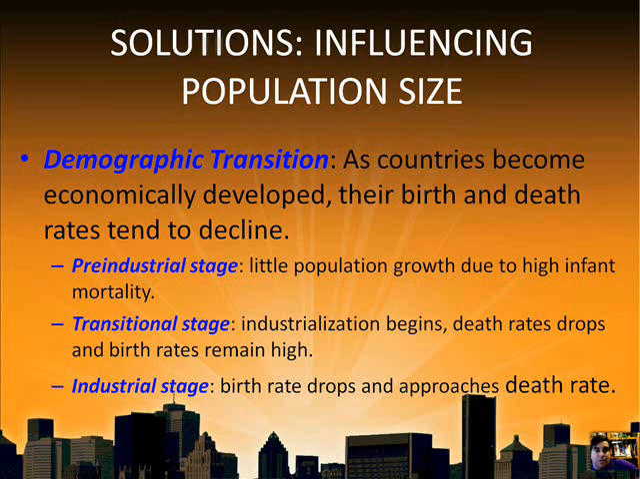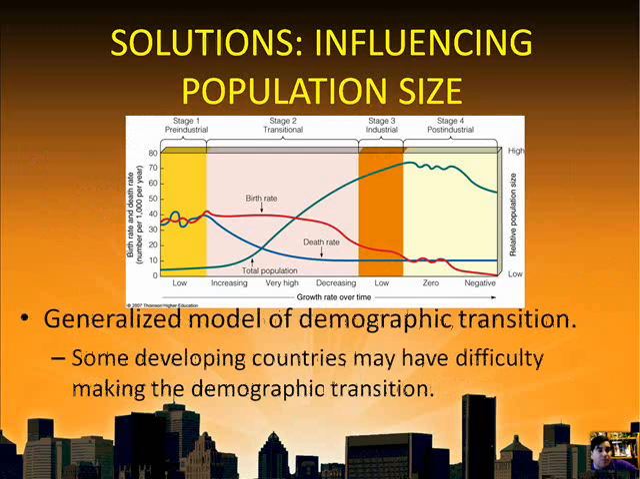Now, one thing that we know is that as a country becomes more developed, it begins to trend toward a declining population. And let's take a look at those stages here. We have a pre-industrial stage, which is going to shift to a transitional stage, and then ultimately an industrial stage. And there is a graph that represents this shift in the number of individuals in a certain population. So let's take a look here.